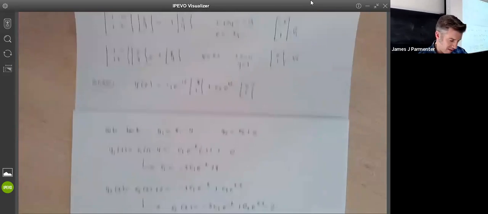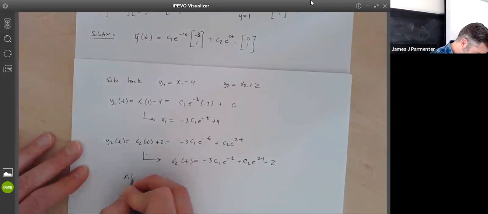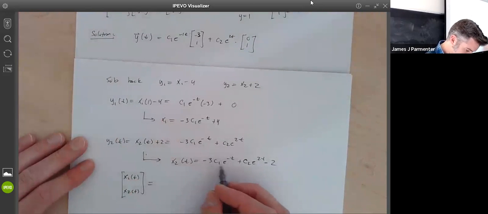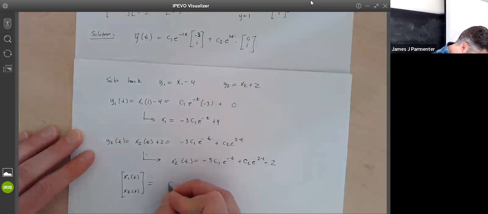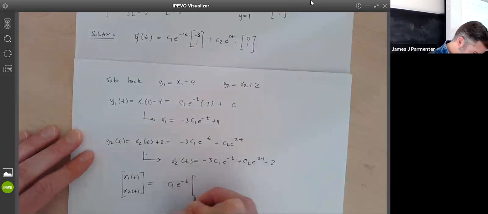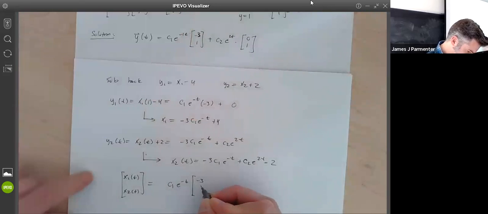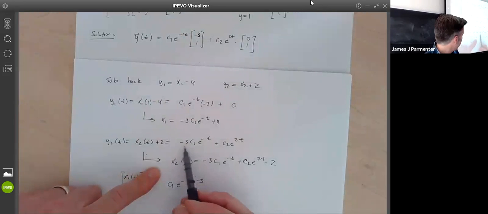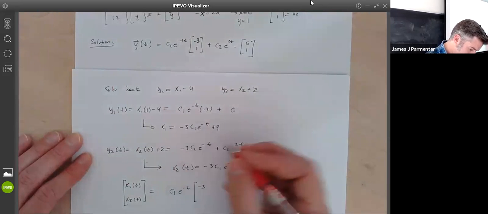And if you really, really want to write this as a matrix, you could say, okay, my solutions are x1 of t, x2 of t equal to the following. It would be c1 e to the negative t times, we have a negative 3 here. Oh, apologies, sorry. I accidentally got a negative 3 right there, and I shouldn't have. There was no negative 3 in this second part. That should be a 1. Sorry about that.